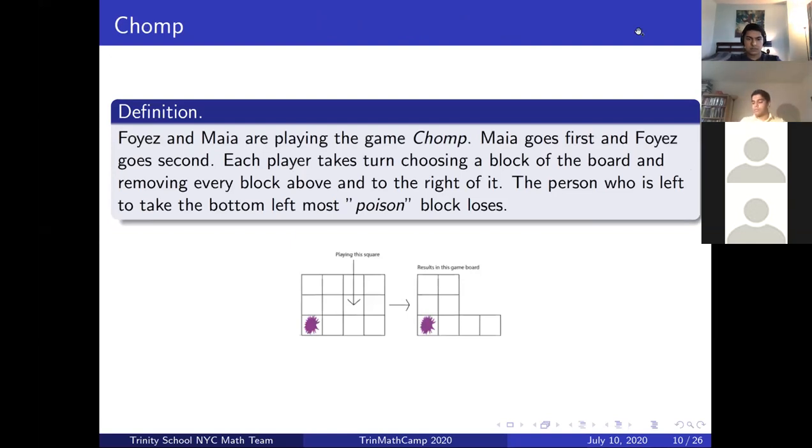Let's get into our first combinatorial game. We're going to play a game called chomp. What is the definition of chomp and how do you play it? We'll say that Foyez and Maia are playing chomp. Maia goes first and Foyez goes second. Each player takes turns choosing a block on the board and removing every block above and to the right of it. The player who is left to take the bottom left piece, which is the poison block, loses. So if one of us chooses this square, we remove all these pieces above and to the right of it, all the way over here.